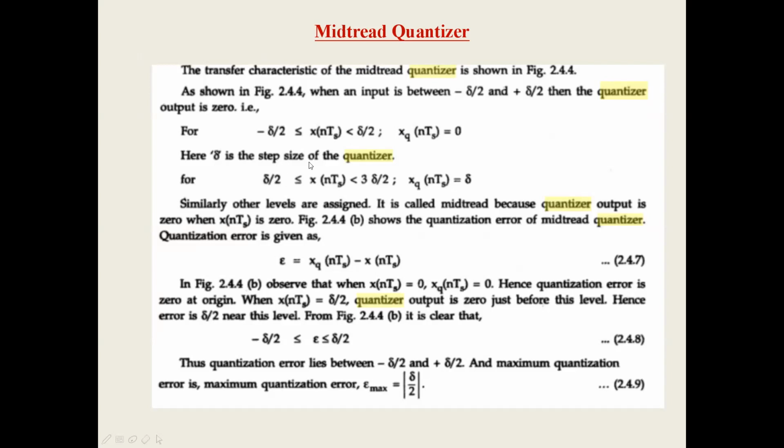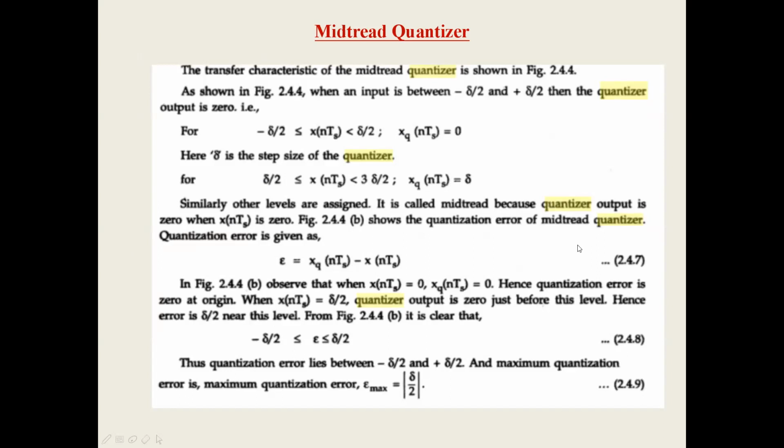Similarly, at delta by 2 less than or equal to x of nTs less than 3 delta by 2, xq of nTs value is delta. Similarly, other levels are assigned. So it is called mid-tread quantizer. Output is 0 when x of nTs is 0. And now we will try to calculate what is the quantization error in case of this mid-tread quantizer.